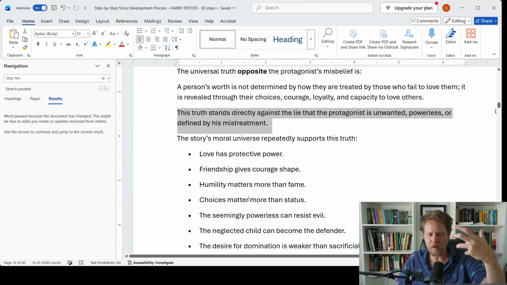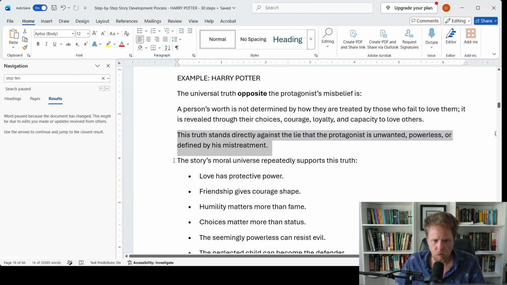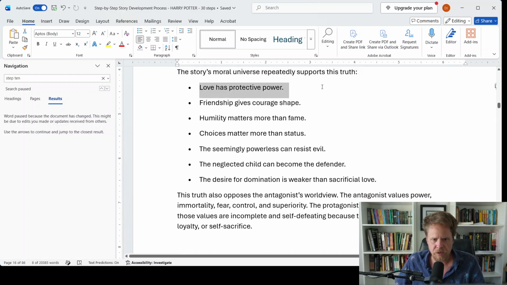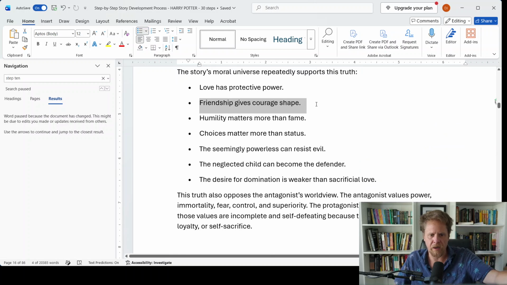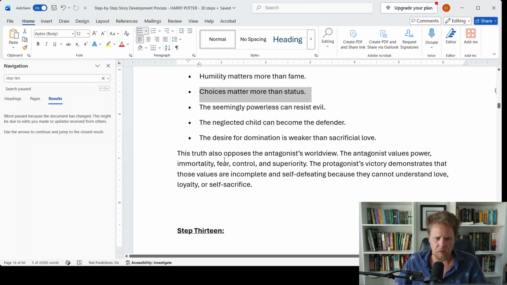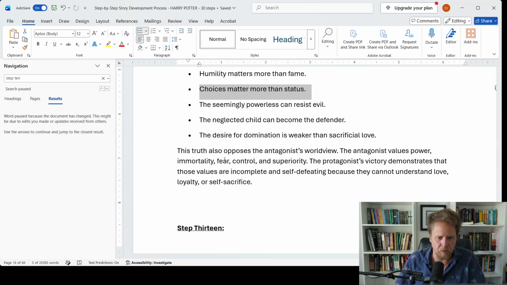So this is giving the story power, right? The story's moral universe repeatedly supports this truth. Love has protective power. Friendship, which he meets all these friends at his wizard school, right, gives courage. Humility matters more than fame. Choices matter more than status, and so on, right? So this truth just resonates through the entire series. And so we can see how it's the theme of Harry Potter and how it's so powerful.